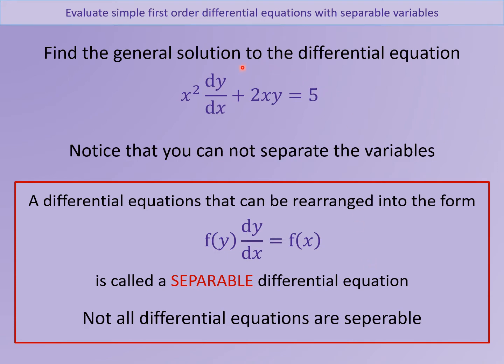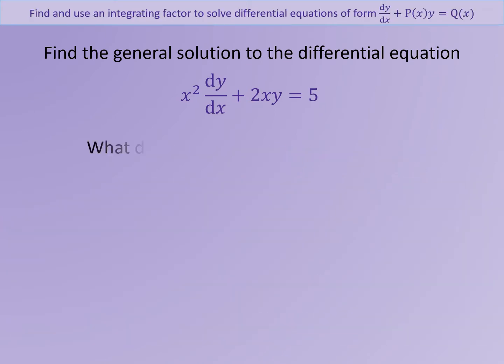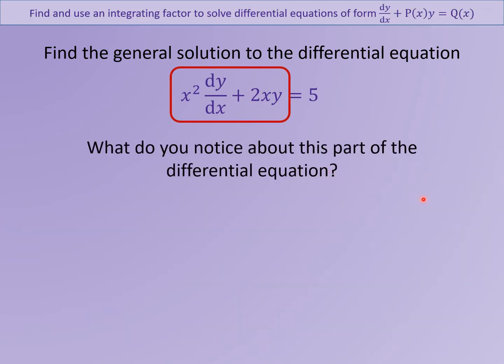And so how do we go about finding a solution to a differential equation like this? How can we find a solution to this if we don't separate the variables? Okay, so what I'd like you to do, first of all, is have a quick look at that side of the equation, the x squared dy over dx plus 2xy. And have a think, what can you notice about that? Okay, so pause there, have a good think about it. What do you notice about that side? Forget the equals 5 for a minute.